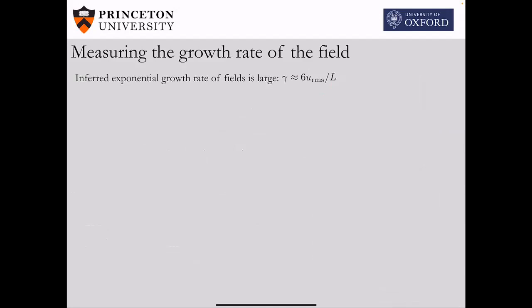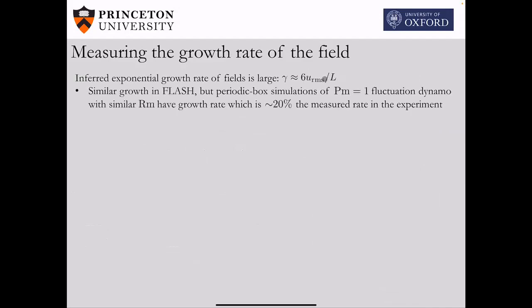In addition to that headline result, we can also dig into the data and the FLASH simulations of this experiment to learn a bit more about dynamo processes in these cases. One interesting result was that the inferred exponential growth rate of the field is very large, 6 times the outer scale turbulent turnover rate. We found similar growth rates in FLASH, but this was a puzzling result initially because periodic box simulations of the fluctuation dynamo with order unity magnetic Prandtl numbers and similar magnetic Reynolds numbers had a growth rate that's only about 20% of this measured rate. So we had to work quite hard to understand why this growth rate was so large.